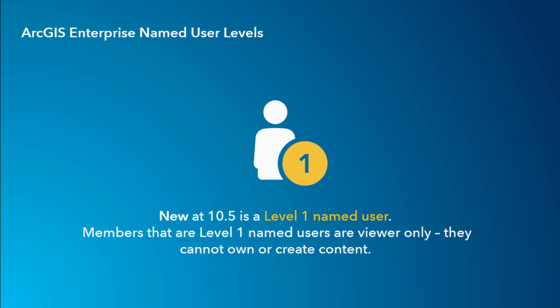But new at 10.5 is the level 1 named user. Members that are assigned to level 1 are viewer only. They cannot own any content, they cannot create new content. However, they do differ from anonymous users in the sense that you can add them to groups, they have an identity in Portal, so when you are creating these products within your organization, you don't need a level 2 for every single person, especially if they're just going to be viewing maps and needing to be part of groups and being able to have access to data. That's the concept behind a level 1 named user.